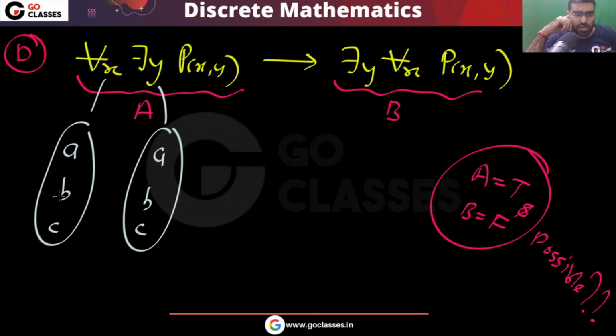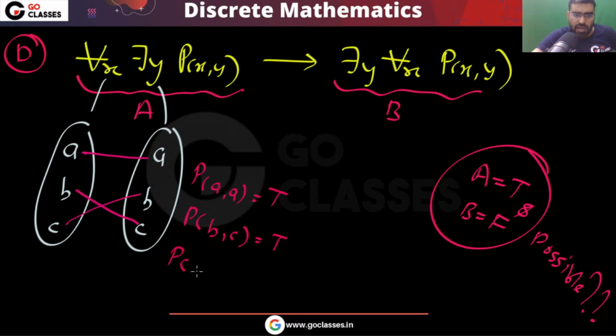If I want to make A true, then for everyone there must be someone such that this P(x,y) is true. So you can notice P(A,A) true, P(B,C) true, and let's assume P(C,B) true. Okay. So now, is it possible?